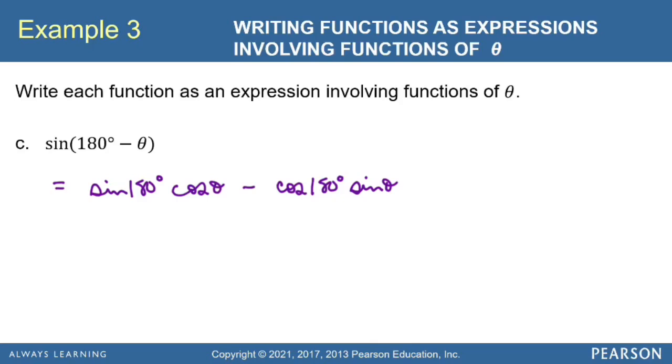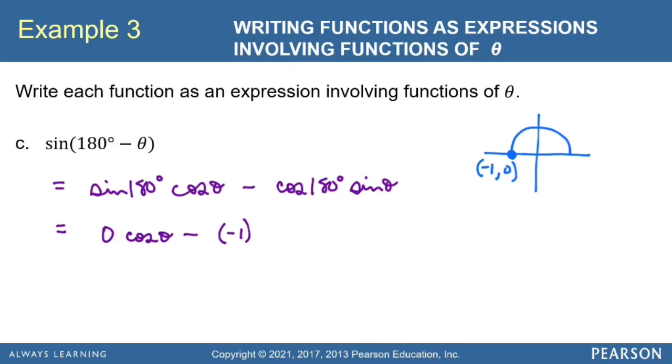Now let's plug in our known values. It might help to look at a diagram. So we know that the terminal side of 180 degrees is going to go through the point -1, 0. So the sine of 180 degrees will be 0, and that's times the cosine of theta. Then we have minus cosine of 180 degrees, so that's going to be minus -1 times the sine of theta. Here we know that 0 times anything would give us 0, so that term will go away. And then we have minus -1 sine theta, so that's just going to be positive sine theta.